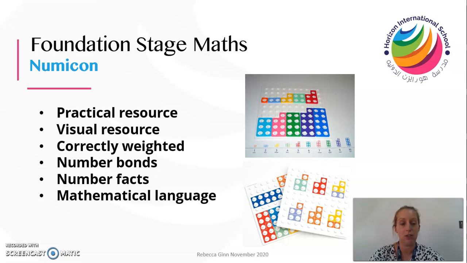As well as number bonds, children also learn number facts. They can learn number doubles and halves, as well as work out multiplication problems by adding together the same numbers repeatedly. Numicon develops children's mathematical language. At Horizon, we focus on the child using maths talk to explain their understanding. When using Numicon, they can talk about how they know that double 4 is 8, because if you take 2 4s, it is the same size or weight as the Numicon 8.